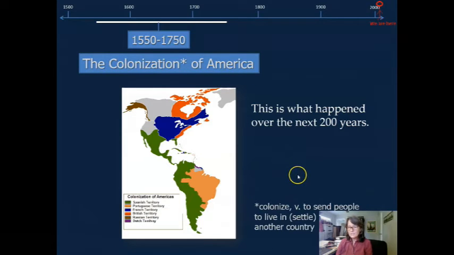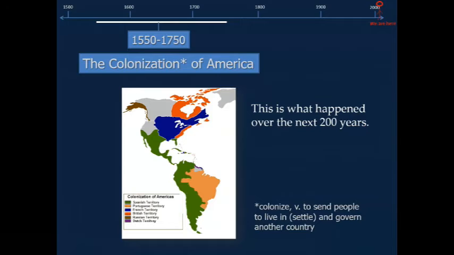So, colonization. To colonize is to send people to live in or to settle and govern another country. And so this period is called the colonization of America. It happened over about 200 years. And notice we're talking about North and South America. So you guys, most of you, if you're from this part of the world, we share the same history here.